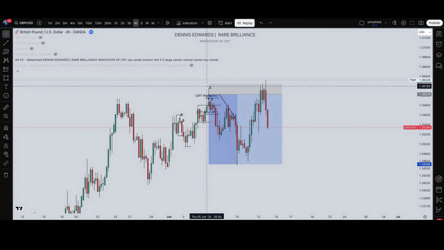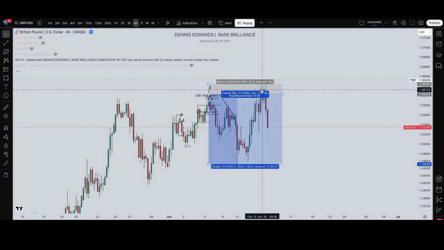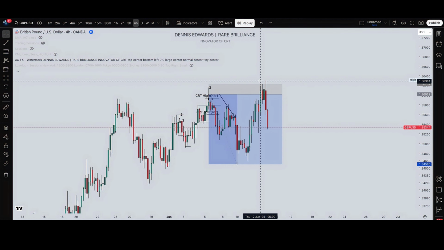What I mean by too long: this move started on Thursday, June 5th, and you stayed in until you got stopped out, which would have been June 12th, on a Thursday. As you can see, as soon as it swiped those orders out, look what it began to do.